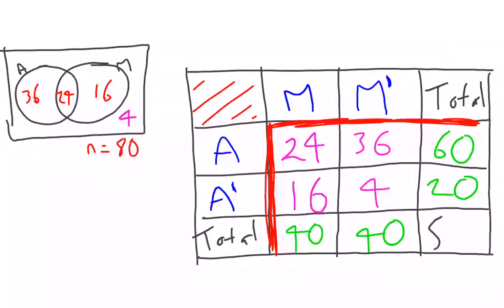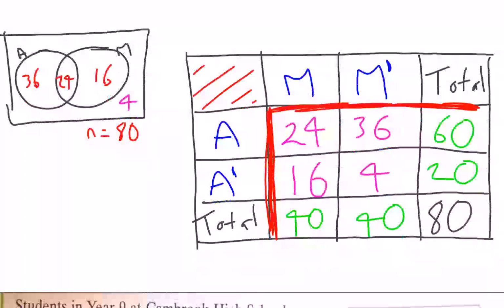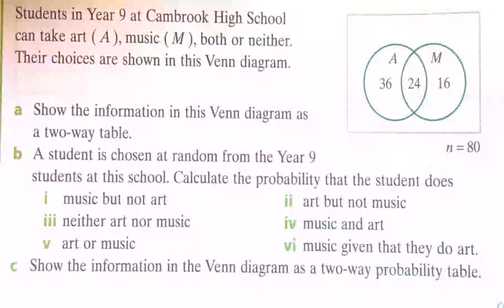And I've got a total of 80 students, which I knew. So we've finished part A of the question, asking us to put this in a two-way table. Now our two-way table makes it really easy to answer a lot of the next questions. We're choosing a student at random from the Year 9 students at this school who are in the Venn diagram. Calculate the probability that the student does music but not art.